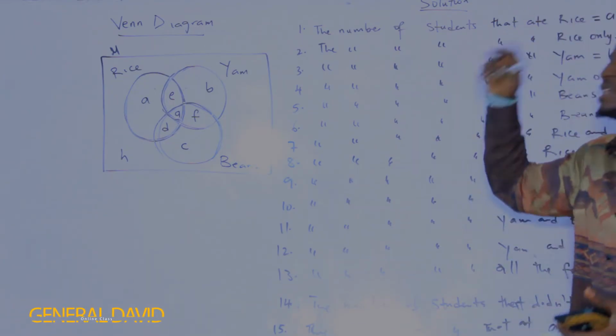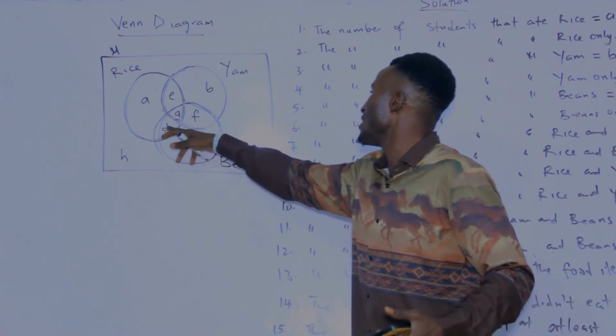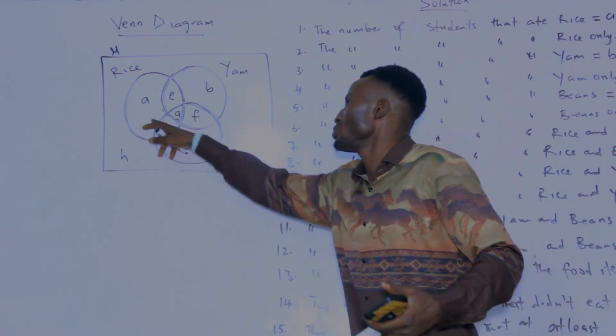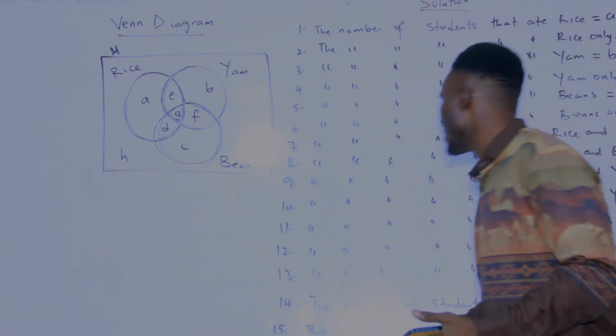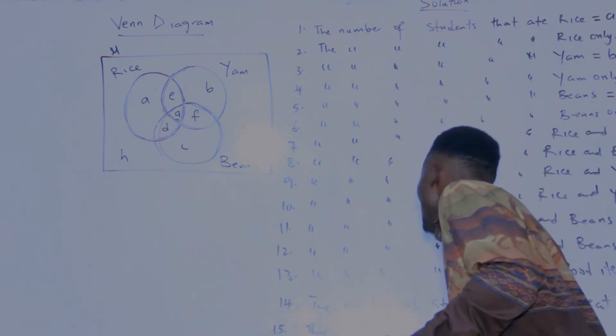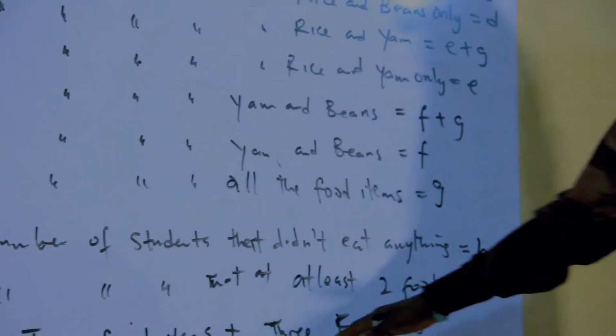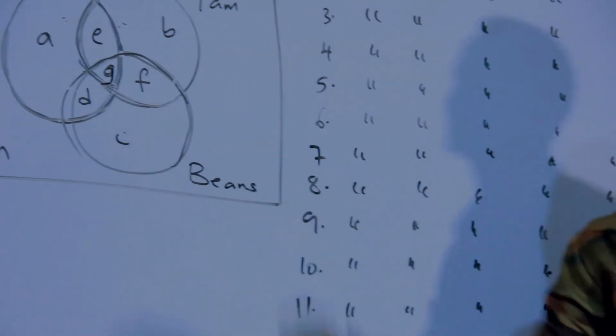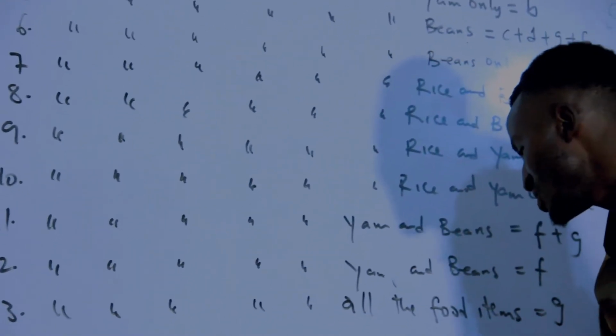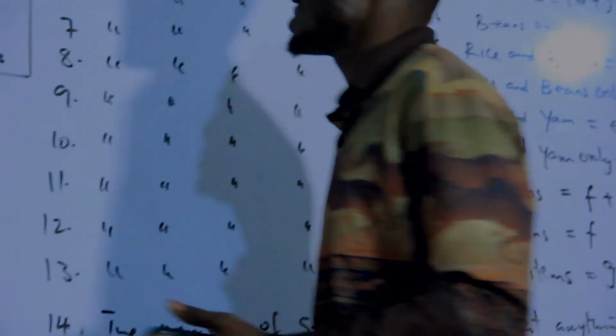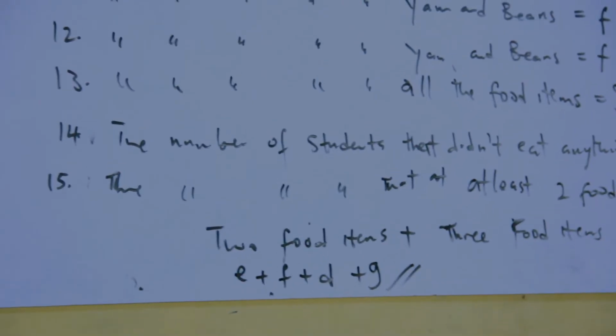And those that ate 2 food items, we have E, we have F, we have G, we have D. So those are the ones that ate what? 2 food items. So the 2 food items, you have E plus F plus D, plus those that ate 3 food items. The only set of people that ate 3 food items is G. So this is the answer to those that ate at least 2 food items.